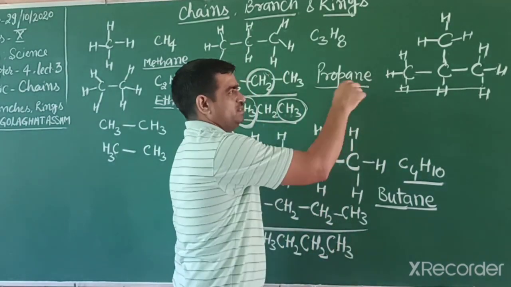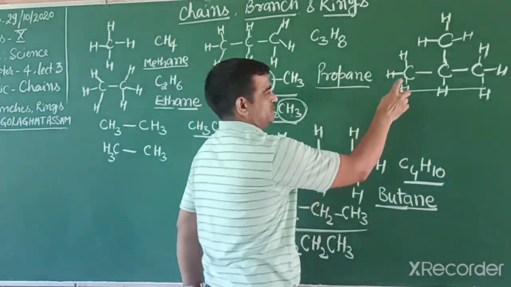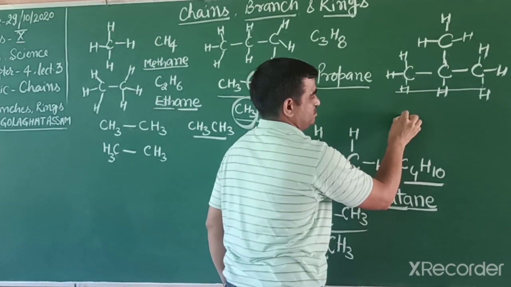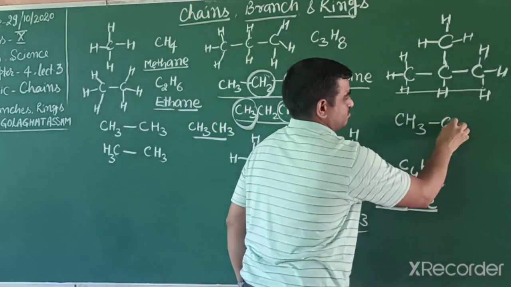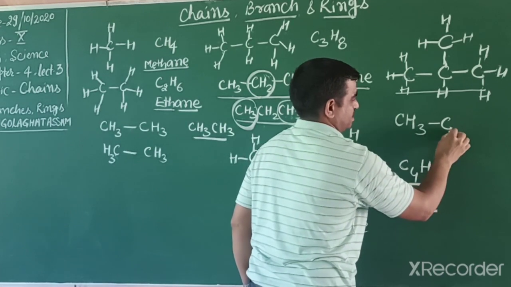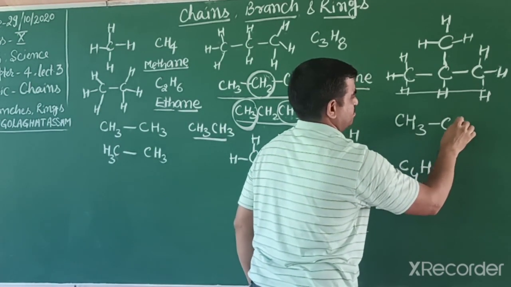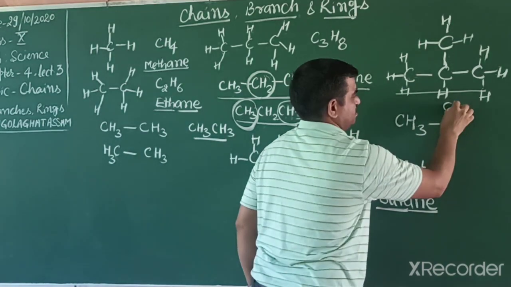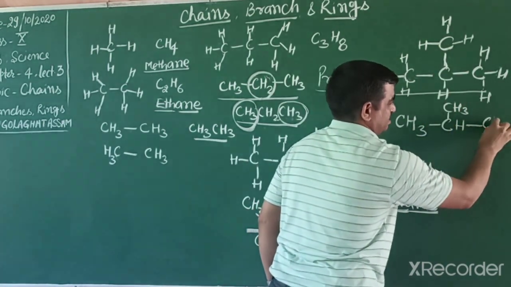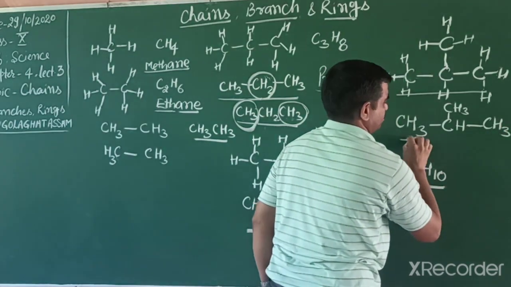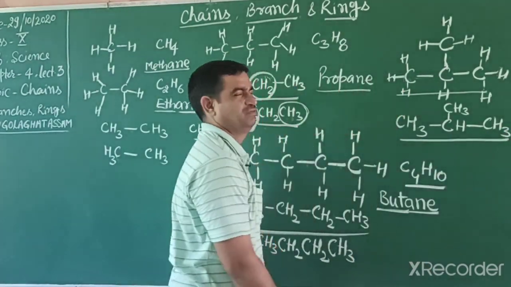Now we write its condensed form. Condensed form, this one is CH3. Then this one you can write CH. This one CH3 on the upper side. On this side you write CH3. And this is also a compound.